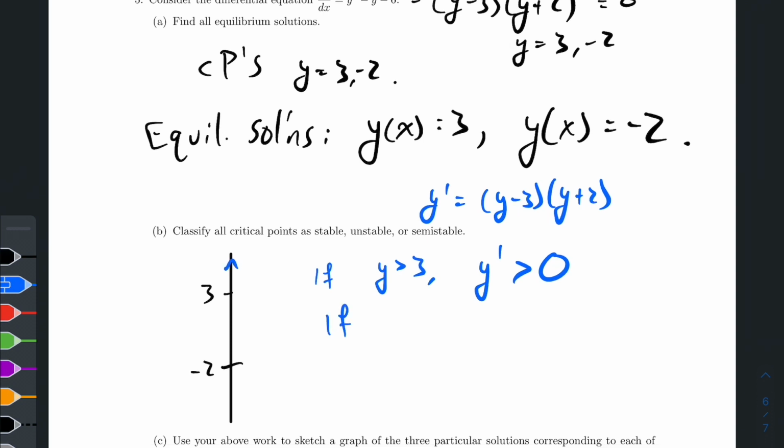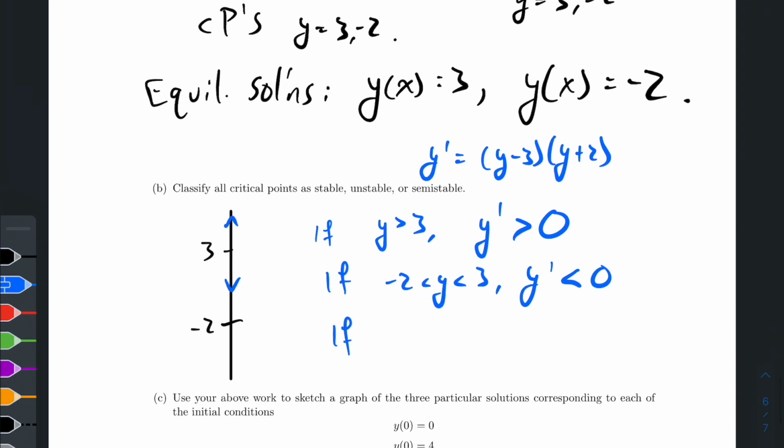If y is between negative 2 and 3, so I could plug in 0, I get negative 3 times positive 2, that would be negative. So I get something negative. And if y is less than negative 2, y prime would be, so if I plug in like negative 3, I get negative 6 times negative 1. So negative times a negative is a positive. So we get positive, it's going up.